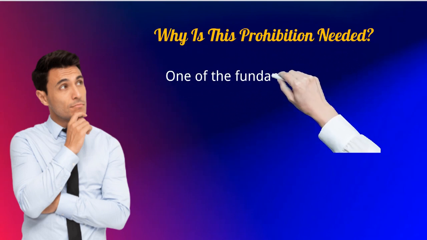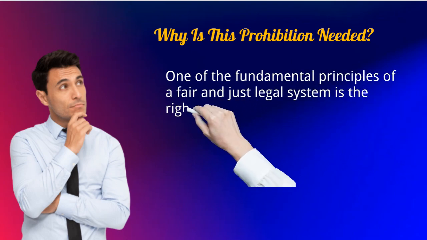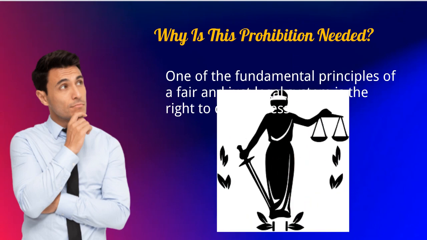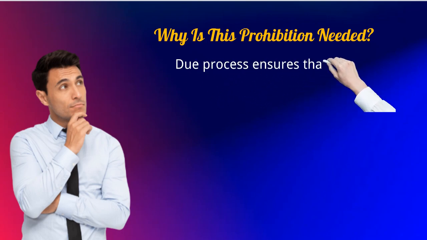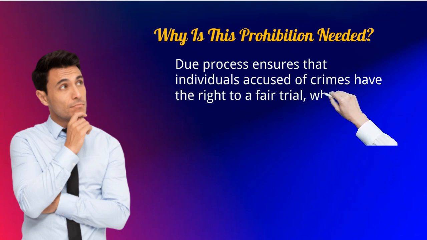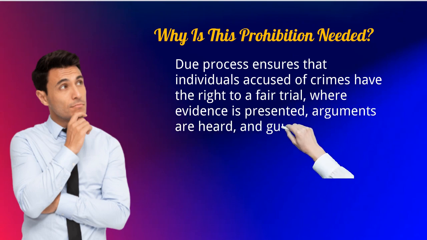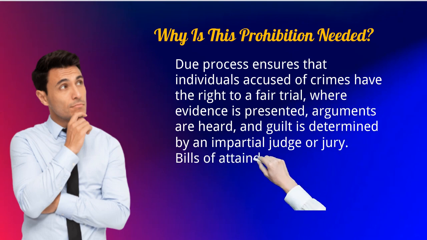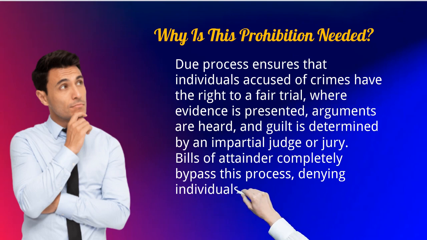One of the fundamental principles of a fair and just legal system is the right to due process. Due process ensures that individuals accused of crimes have the right to a fair trial, where evidence is presented, arguments are heard, and guilt is determined by an impartial judge or jury. Bills of attainder completely bypass this process, denying individuals their right to a fair trial.